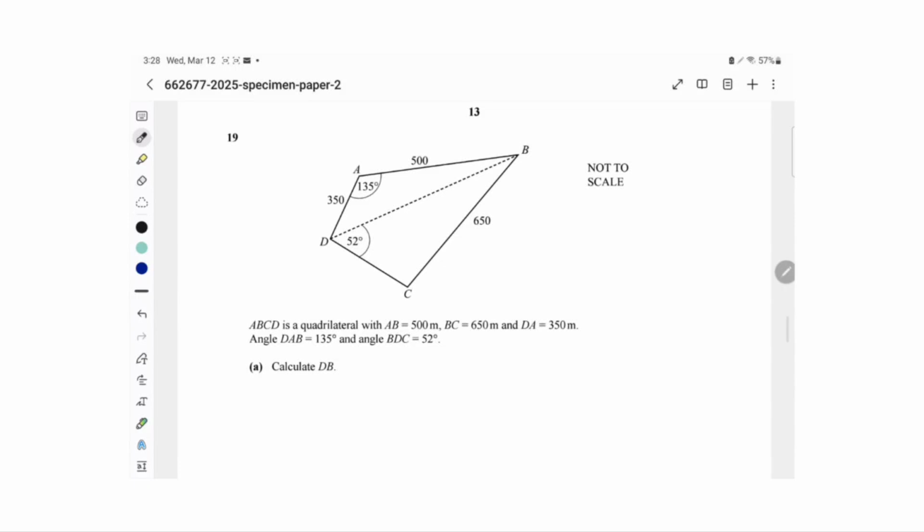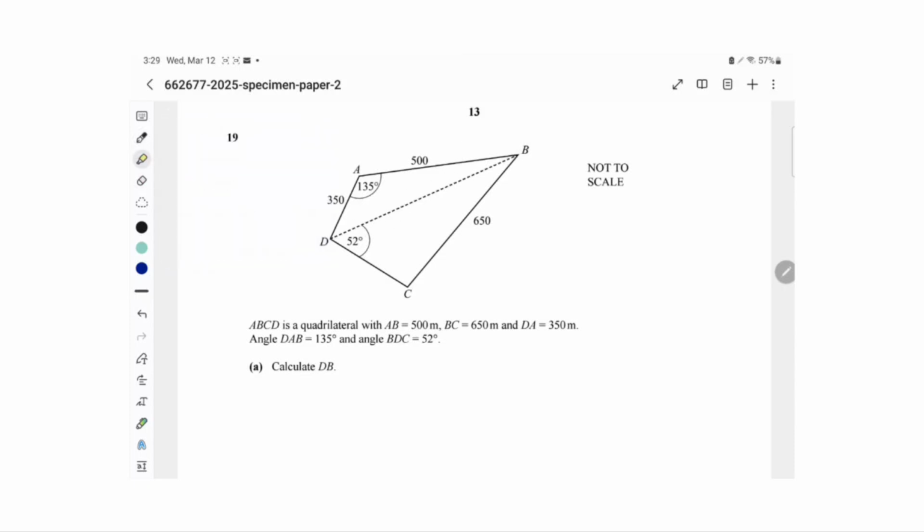Question number 19. ABCD is a quadrilateral, a four-sided diagram, where AB is 500 meters, BC is 650 meters, DA is 350, everything is labeled. Angle DAB is 135, angle BDC is 52. Calculate DB. So where is DB? D to B is the center line which is already dotted. Okay, so this one.